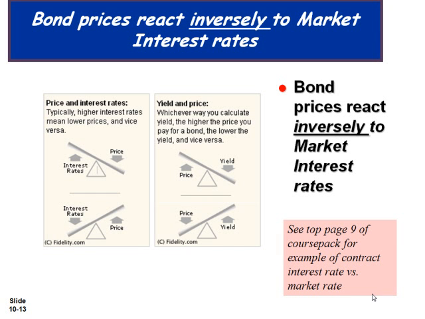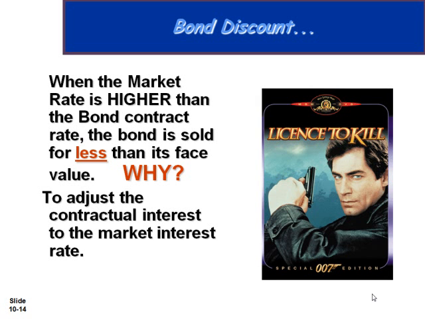Interest rates went up, bond prices went down. So bond prices react inversely to market interest rate. So when the market rate is higher than the bond contract rate, the bond is sold for less than its face value. Now there's a calculation that we can walk through later, not in chapter 10. But let's just think this through.